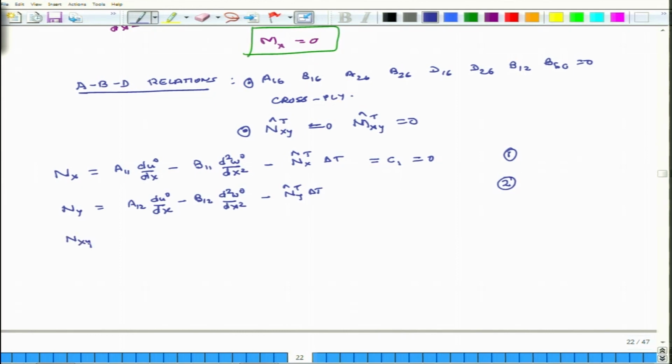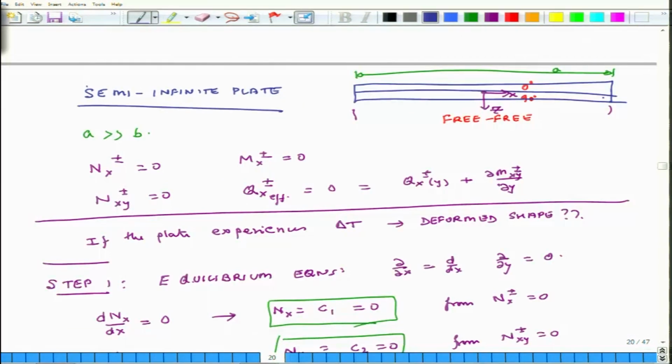And nxy is equal to A66 dv naught over dx minus nxy hat times delta t, but we said that this thing is 0. So this entire thing equals C2, and this is equal to 0. So essentially what it means is that v naught is equal to C3, because when I integrate this equation, v naught is equal to C3 by A66. Now what does this mean?